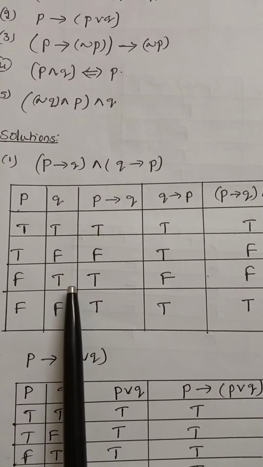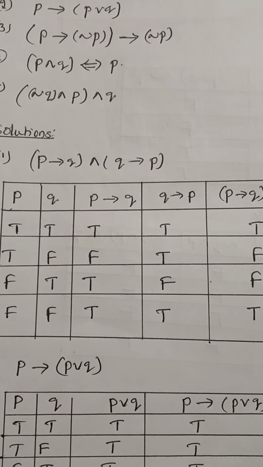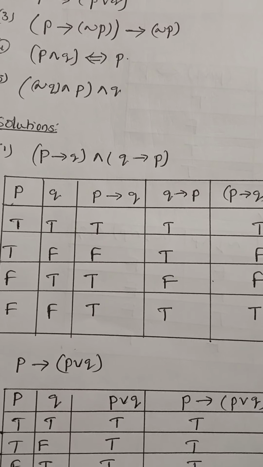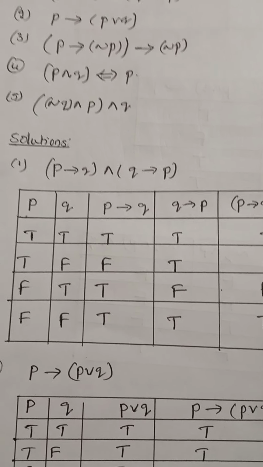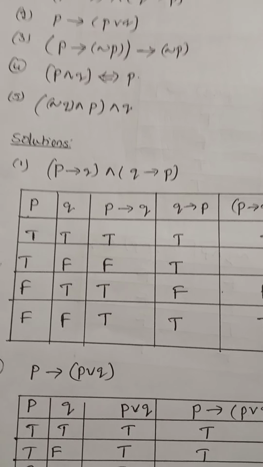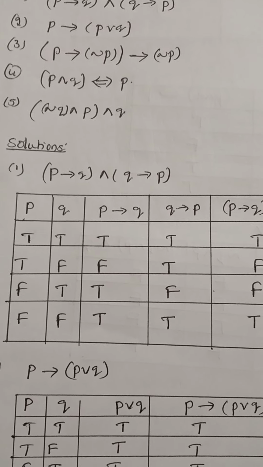Now the first one is P → Q. P → Q means implication. In implication, what is the important point? A true statement cannot imply a false statement. That is, if the first one is true and the second one is false, then the first implies the second is always false.